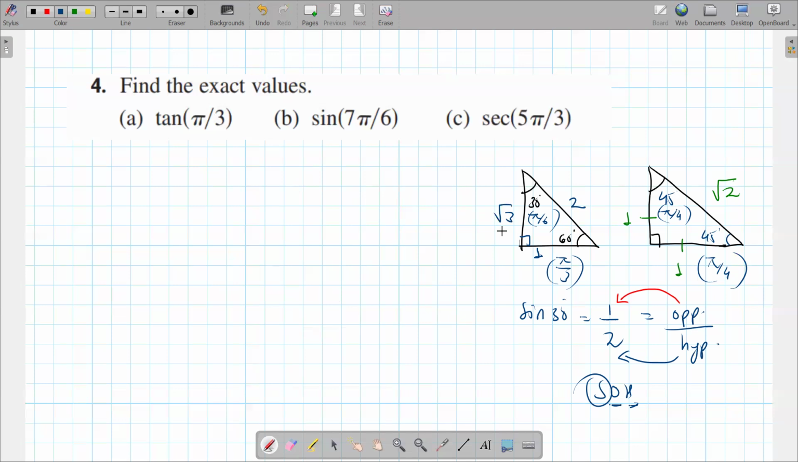All right. Now let's start answering the questions. Tan pi over 3. Remember, we're just doing SOHCAHTOA. The only difference is now we're in radians. What's tan pi over 3? It'll be something over something.